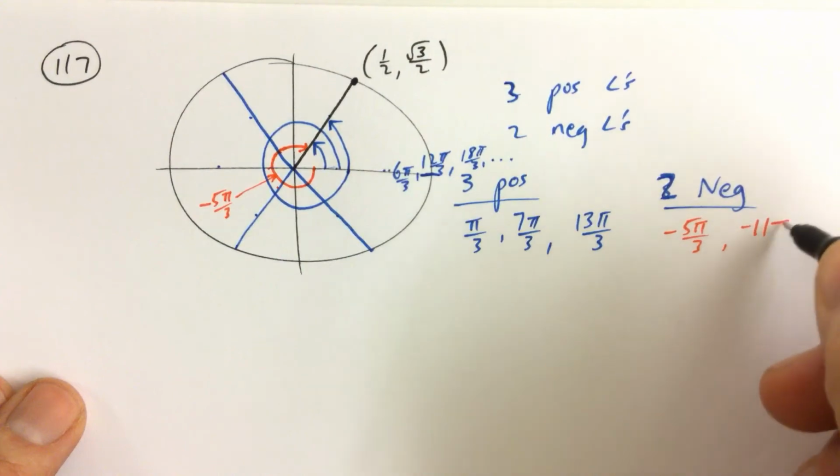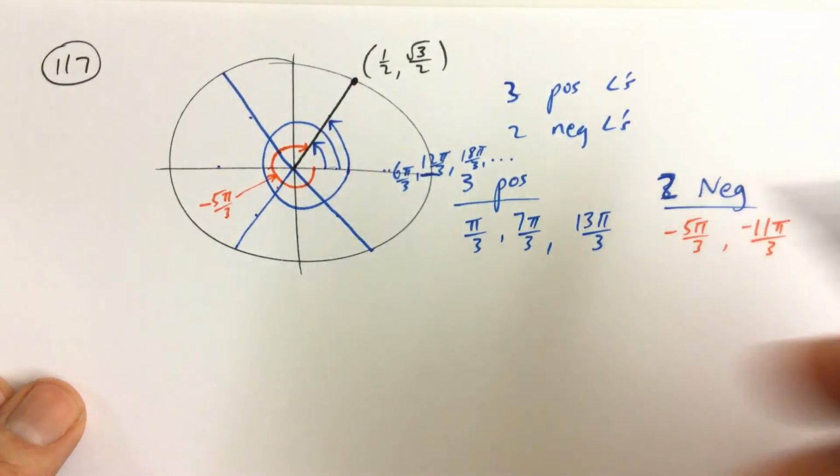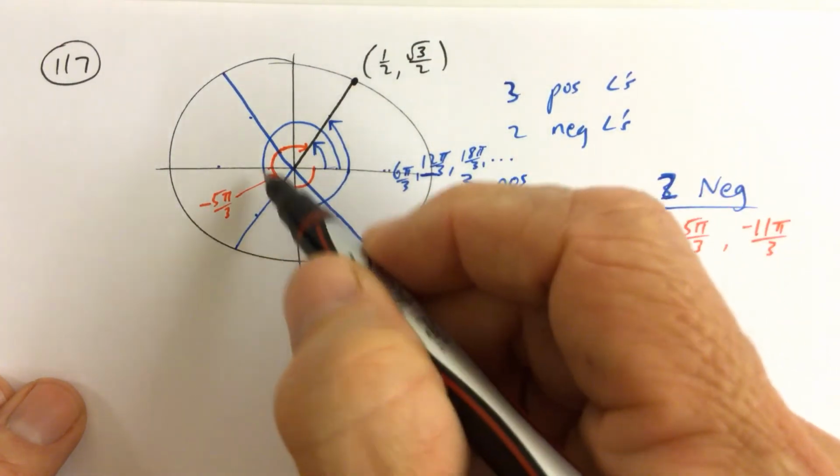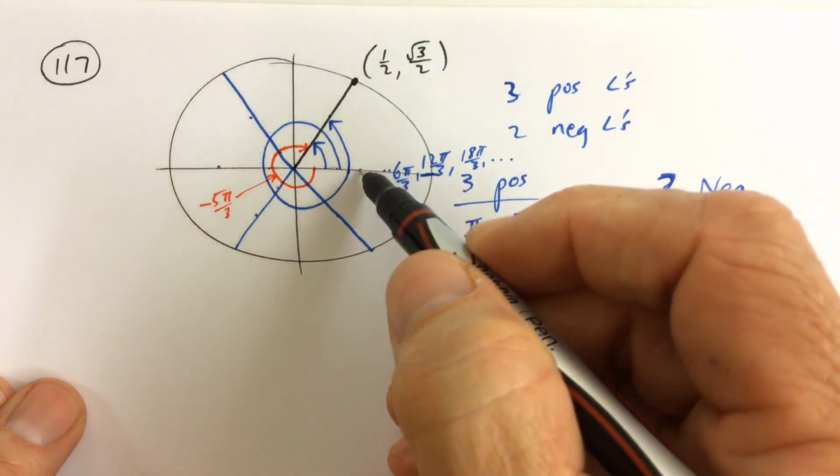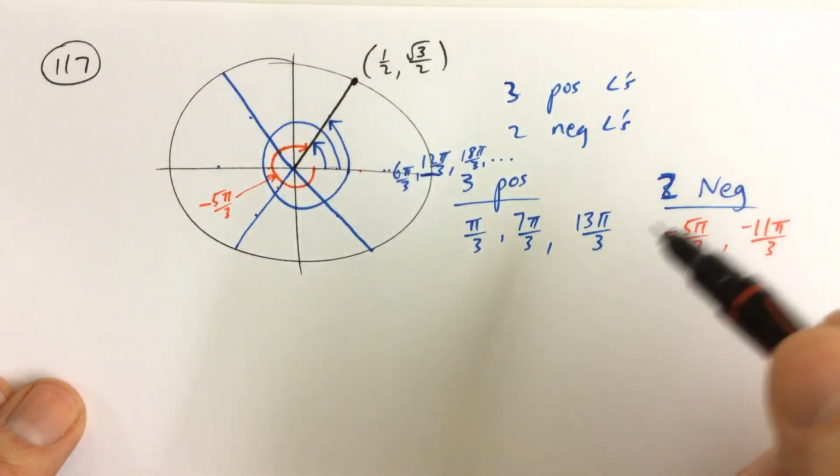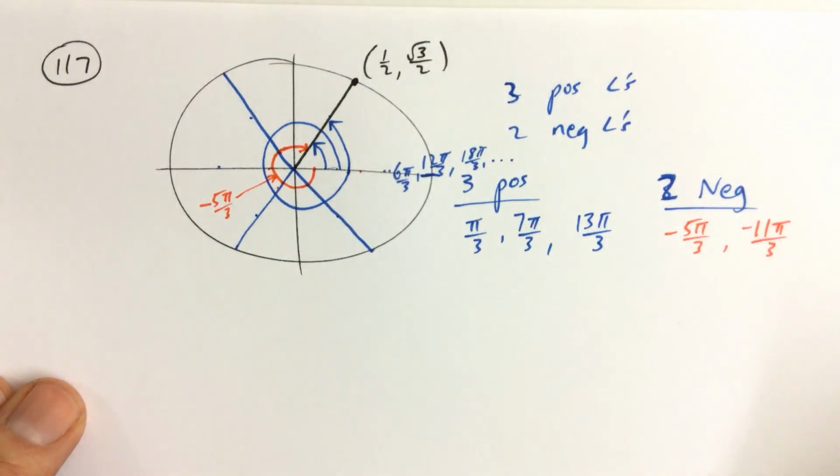So we also have one more negative angle. We could go around again: 12, 13, 14, 15, 16, 17, to get to 18. So that would also be negative 17 pi over 3 if we needed one more negative. So that's it.